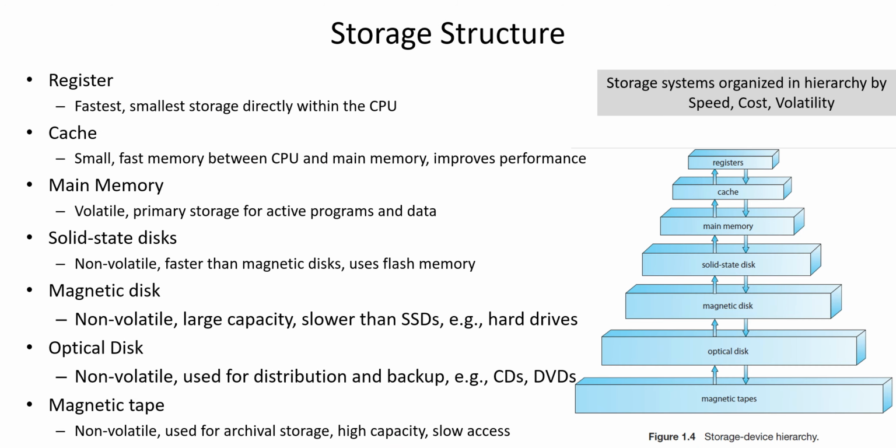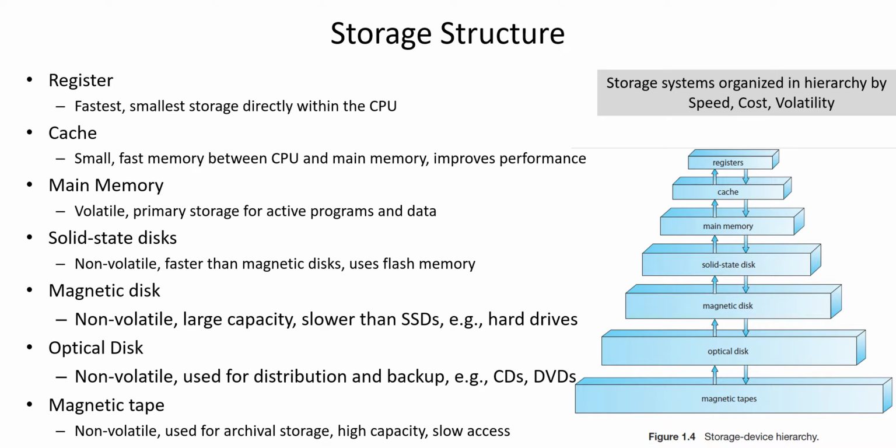Now let's move to the storage structure, understanding the different types of storage in a computer system and how they are organized. At the very top of the hierarchy, we have registers, the fastest, smallest storage located directly within a CPU. Next is cache, small, fast memory sitting between the CPU and main memory, which significantly improves performance by keeping frequently used data close to hand. Then we have main memory. This is volatile, meaning it loses its contents when power is lost, and it serves as the primary storage for actively running programs and data.